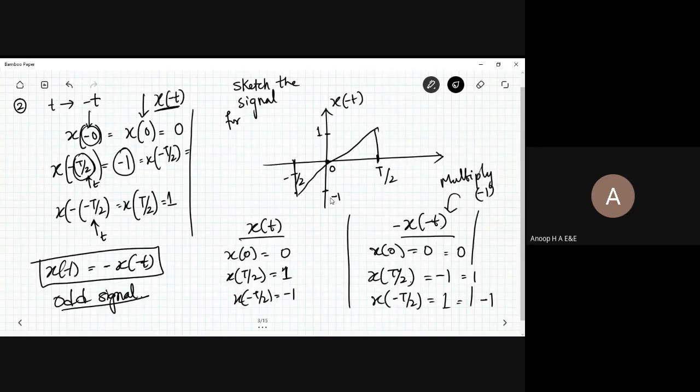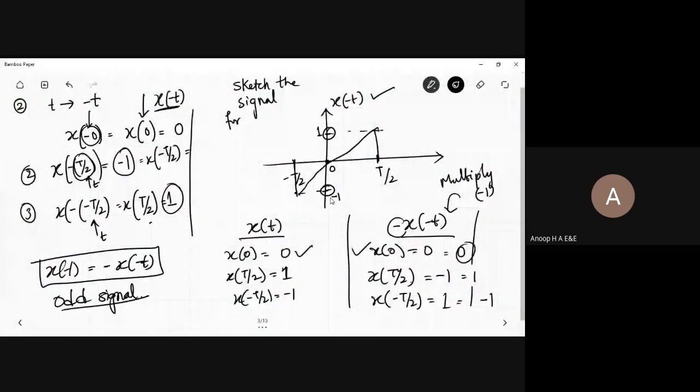What I'm writing here is x of minus 2. The third one, for x of minus 2, that is x of capital T by 2, is equal to 1. So this value I have got for x of minus t. Hope it is clear now. Next, I need to categorize this signal here. X of 0, that is x of minus t, is for 0 here.